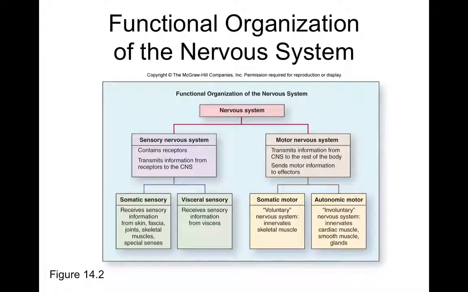We have receptors for things like temperature or pain, and that information is picked up by these sensory neurons, which are part of the sensory nervous system, also called the afferent division. Afferent means sensory.